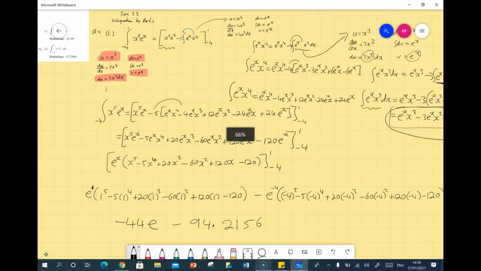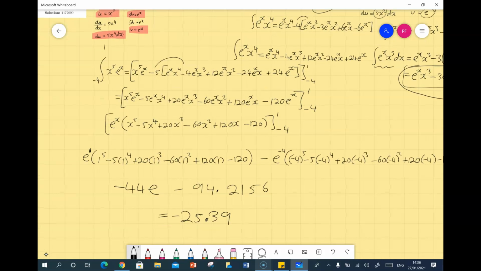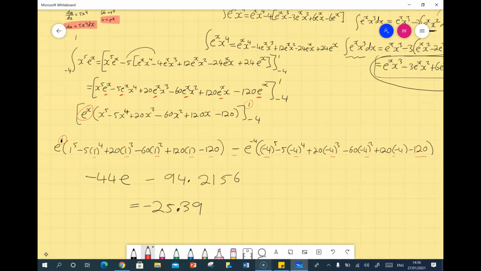Just to save on videotape, I did that already, and I'll show you what I did. The first thing I noticed is that there's an e inside all of these. You don't have to do this step, but just to make my life easier, I factorized the e out in front. So now I sub in my 1 for x first, so it's e to the power of 1, and I sub in my 1's here, then subtract. Now I sub in my minus 4, so e to the power of minus 4, and I sub in my minus 4's all the way to the end where I have my 120. So for the first bracket I get minus 44e.